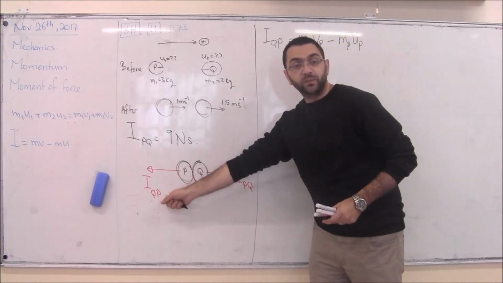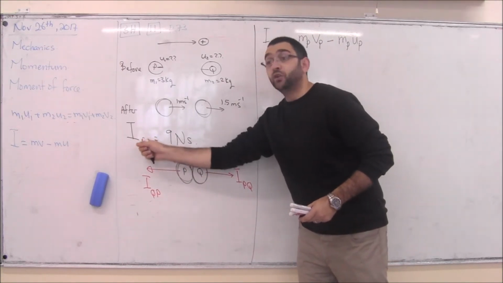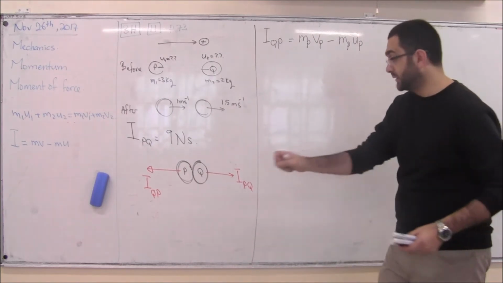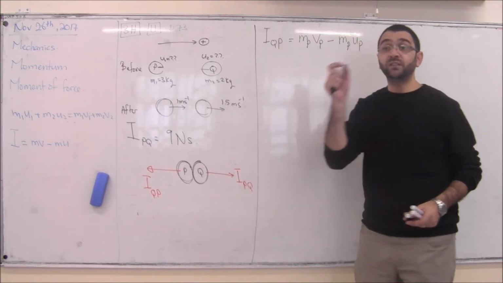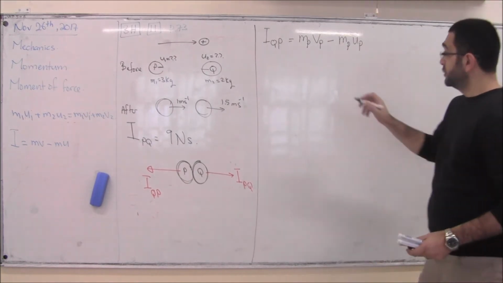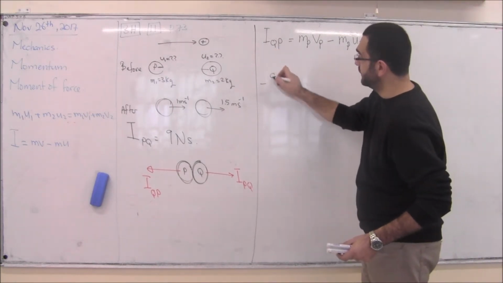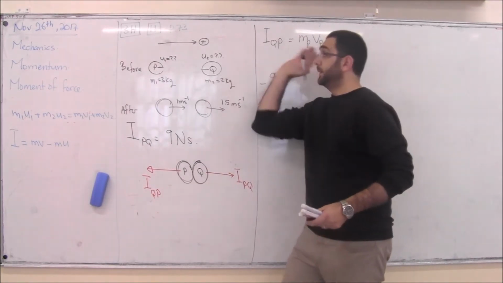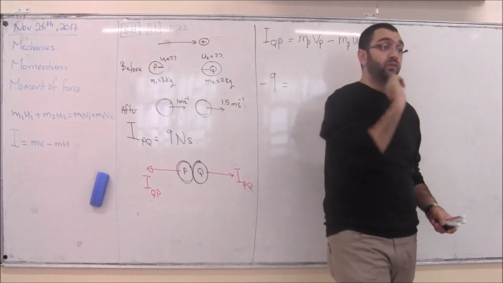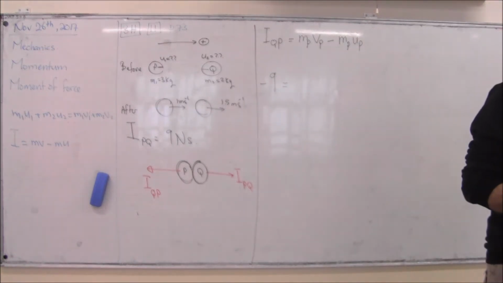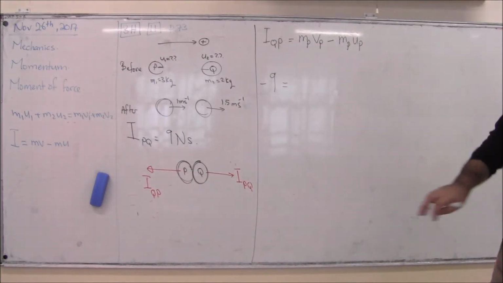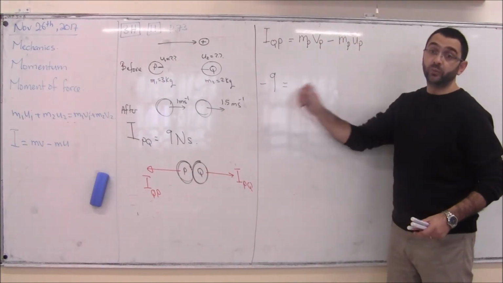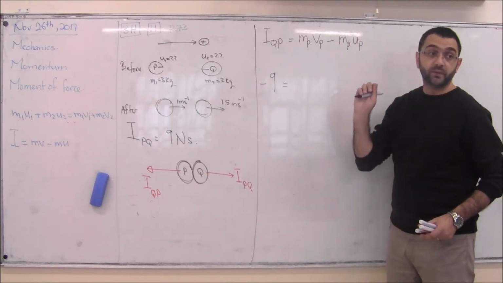Look here please. I_QP is equivalent in magnitude to I_PQ; the only difference is the negative sign. So here we put I equals -9. Why -9? Because the impulse QP was in the opposite direction of my positive direction. Clear? This is why we have to draw. If I substitute 9 here, it will be wrong.